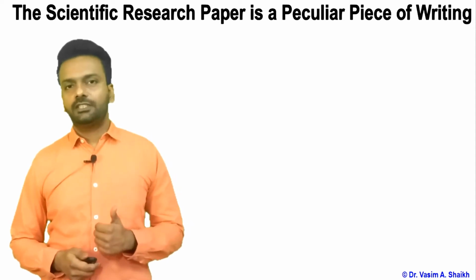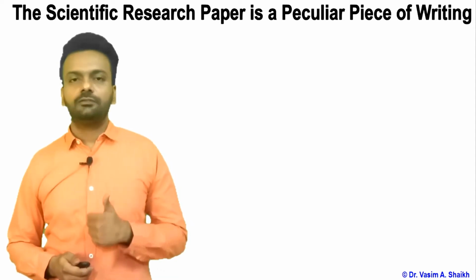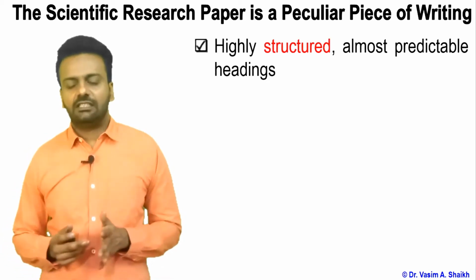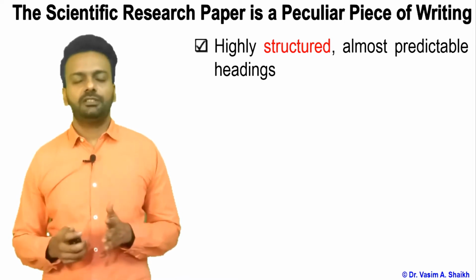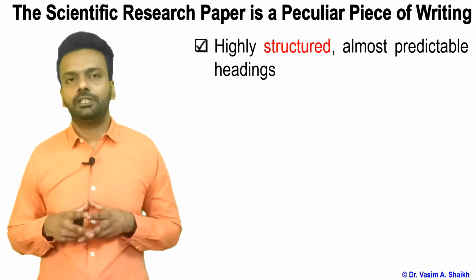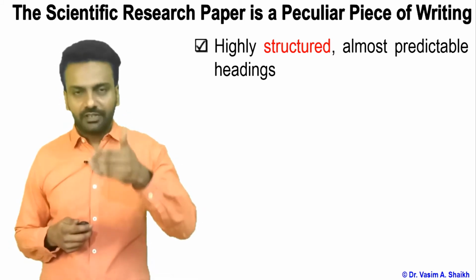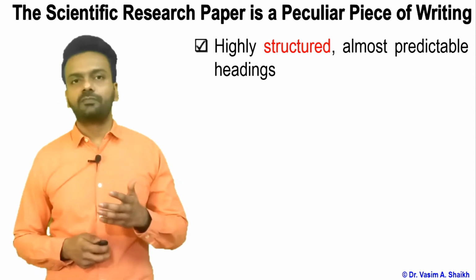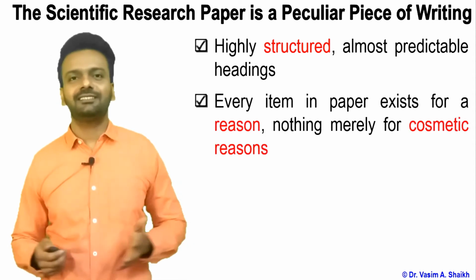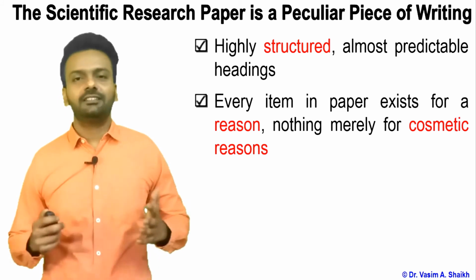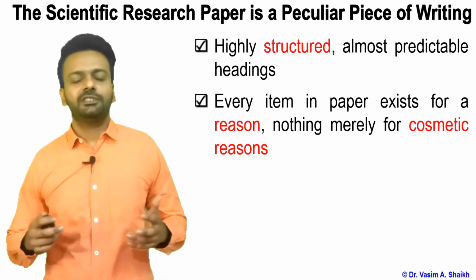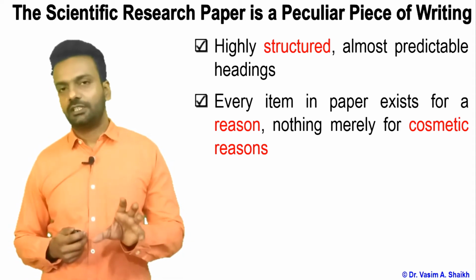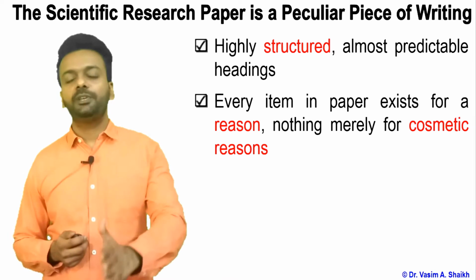So a scientific research paper is a very peculiar piece of writing. Now let me explain to you what that is. It is highly structured, as I said, 6 to 15 pages, 8 pages, 10 pages, every piece of information is cramped in, and it is highly structured. Title, abstract come one after the other. So mostly it has predictable headings. Then every item in the paper exists for a reason. It is not there for any cosmetic reason. That means it is not there just for showing off that we have these findings, because each and every piece of information is there for some purpose, because it is a peer reviewed paper.